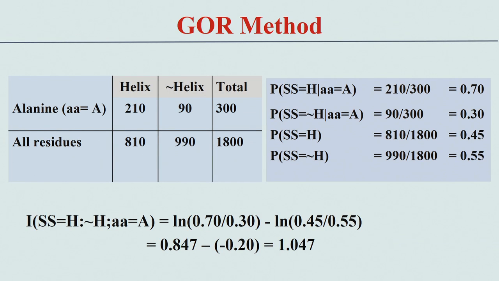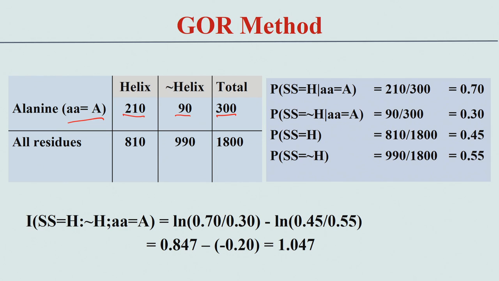For example, if you have a protein with 1800 residues, or a set of proteins with 1800 residues, 810 are in helix and 990 are not in helix. That means 990 are spanning different secondary structures, either strand or coil or turn. Then you take a particular residue, alanine. So, there are 300 alanines, right. This is for example, not the exact number, I put it for example. So, 210 are in helix and 90 are not in helix.